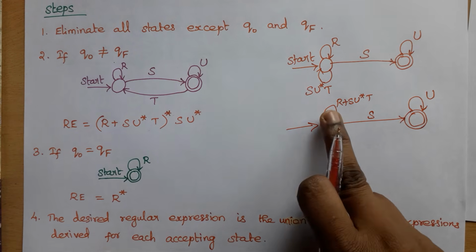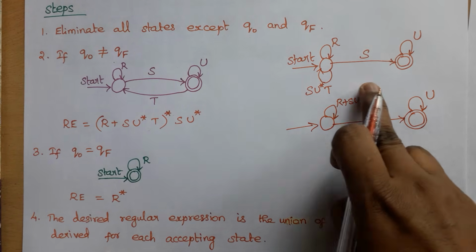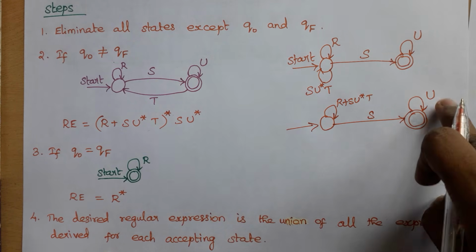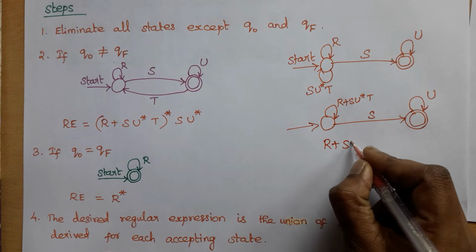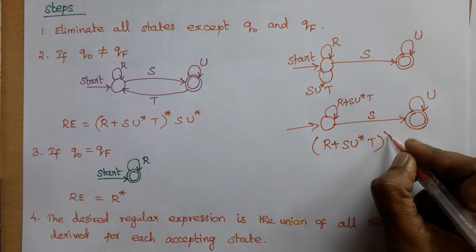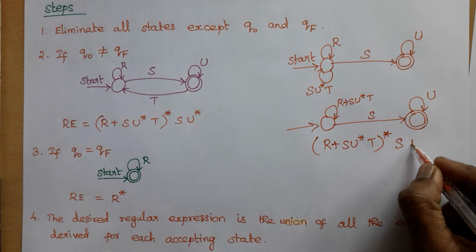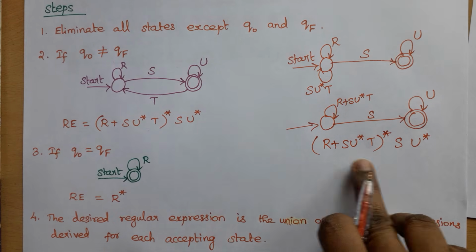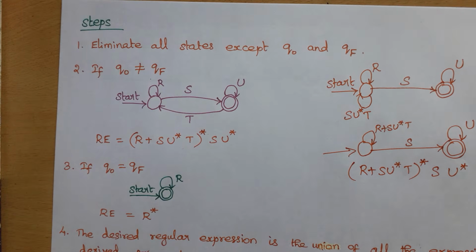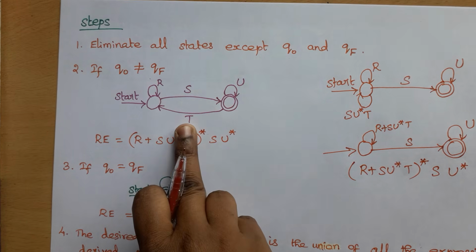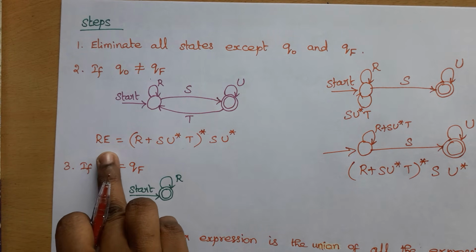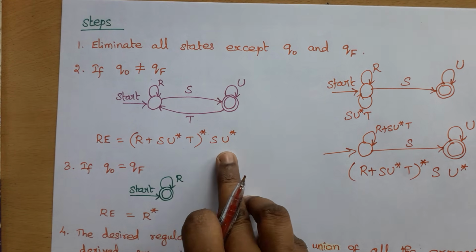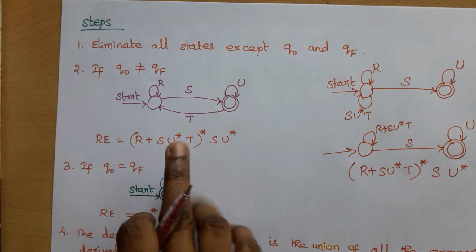Okay, so now how to write the regular expression? Any number of this expression followed by S followed by any number of U. So R plus S U star T to the power star S U star. So this expression is retrieved like this from this step. But we have to remember these notations R, S, U, T. Then only we can write the final regular expression as R plus S U star T whole to the power star S U star. We have to remember this formula.